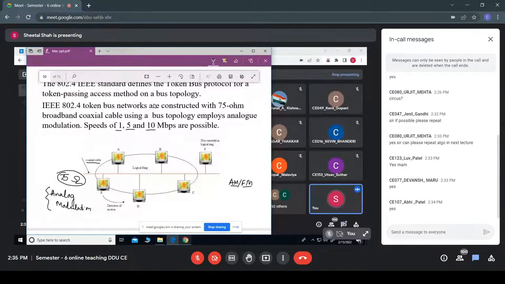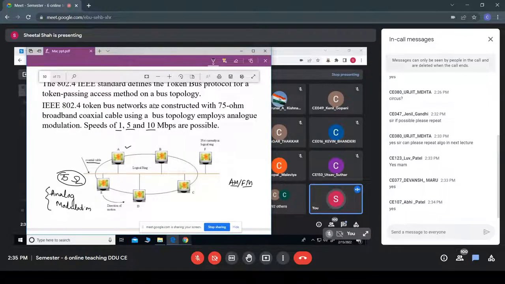Here what happens is, physically these are connected in the form of a bus type of topology, but a number of stations are connected with each other in the form of a logical ring. A logical ring would be there, which you can see here.